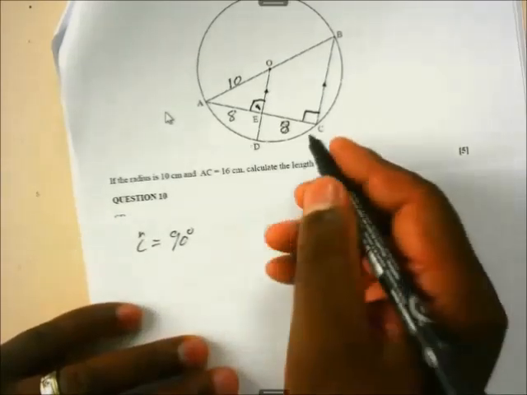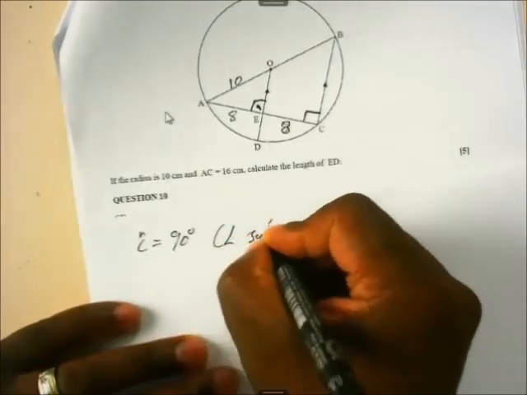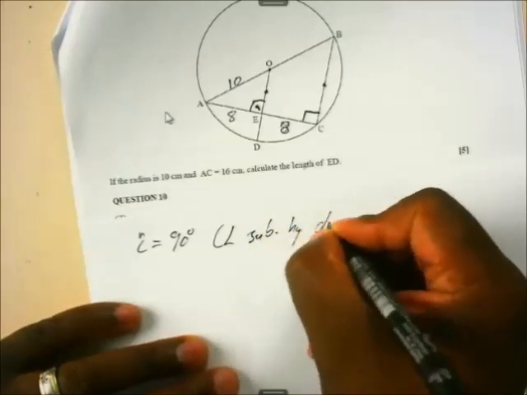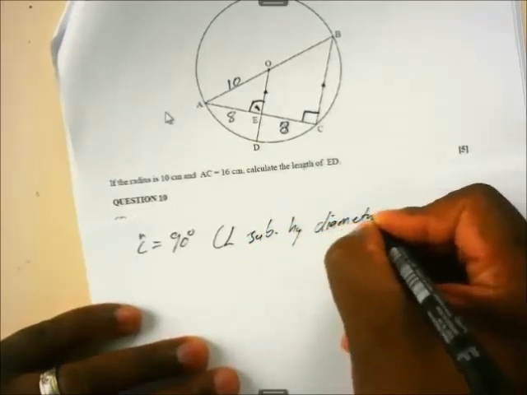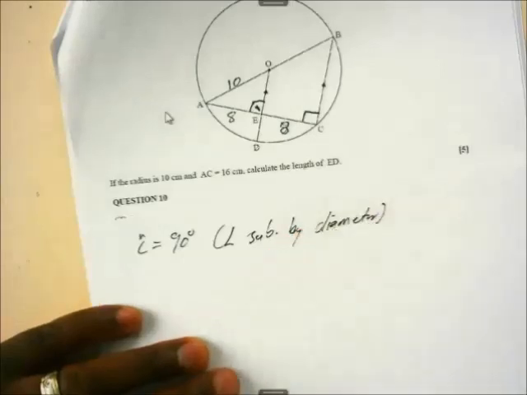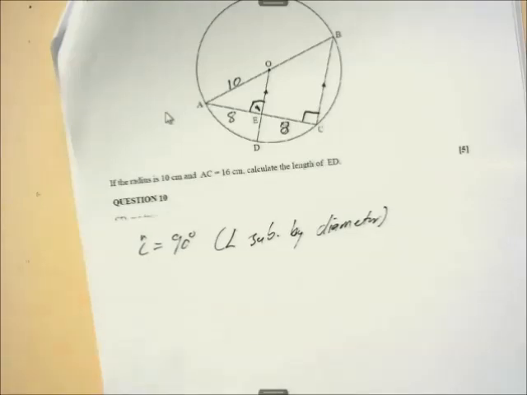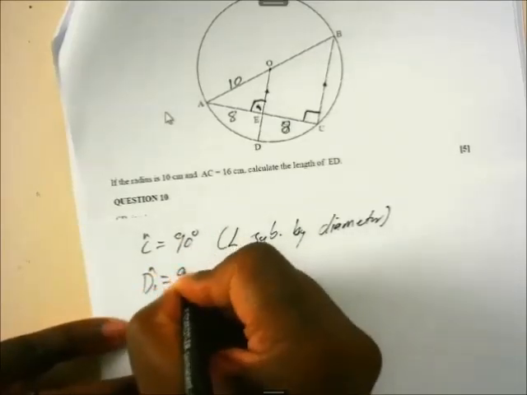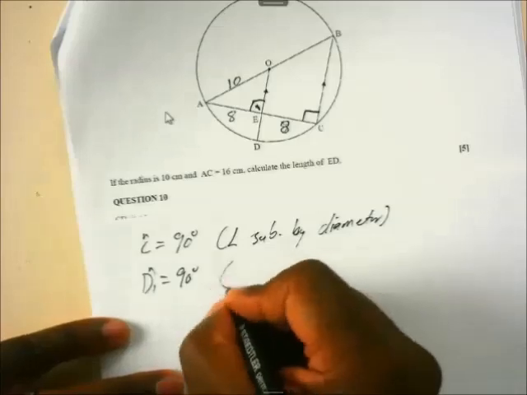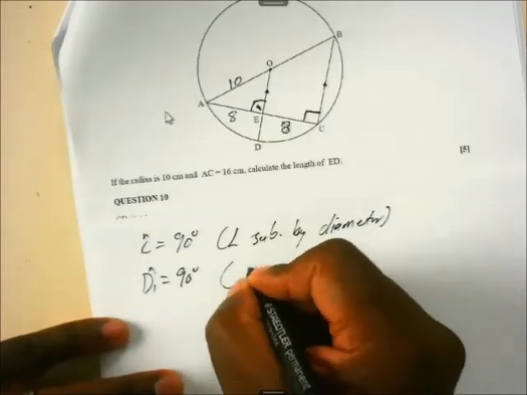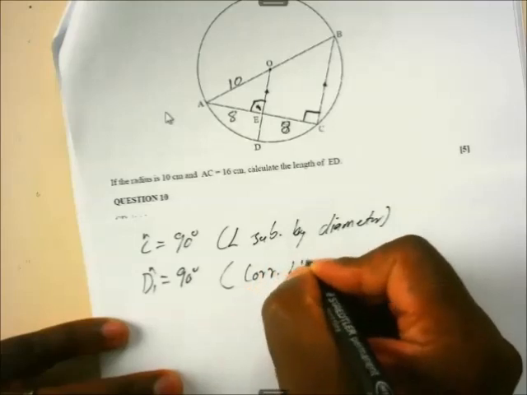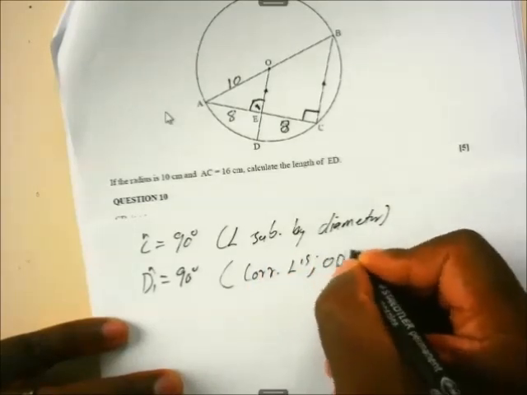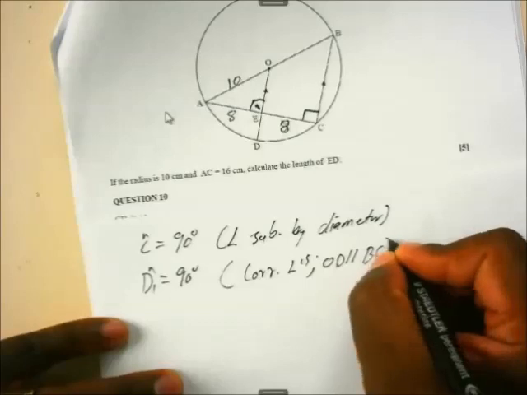Angle C is equal to 90 degrees. This is an angle subtended by diameter. We know the angle subtended by diameter is equal to 90 degrees, or we can say angle in a semicircle. Then you mark off D1 here. Say angle D1 is equal to angle C as well. D1 is equal to 90 degrees. Why? Because those are the corresponding angles where OD is parallel to BC.